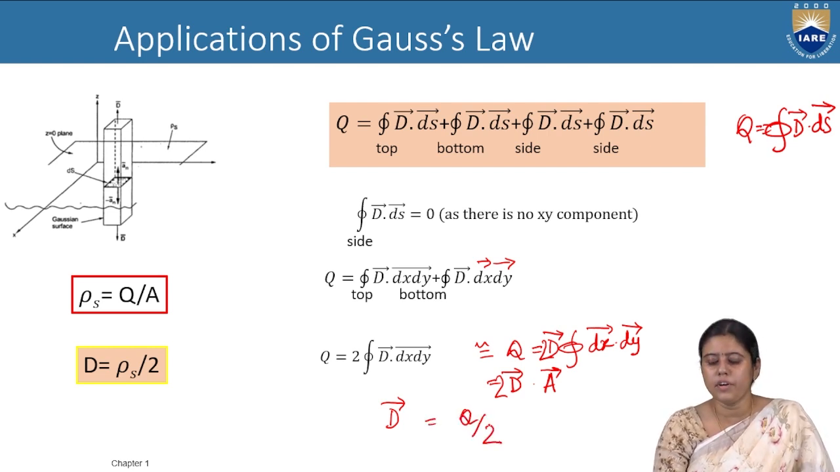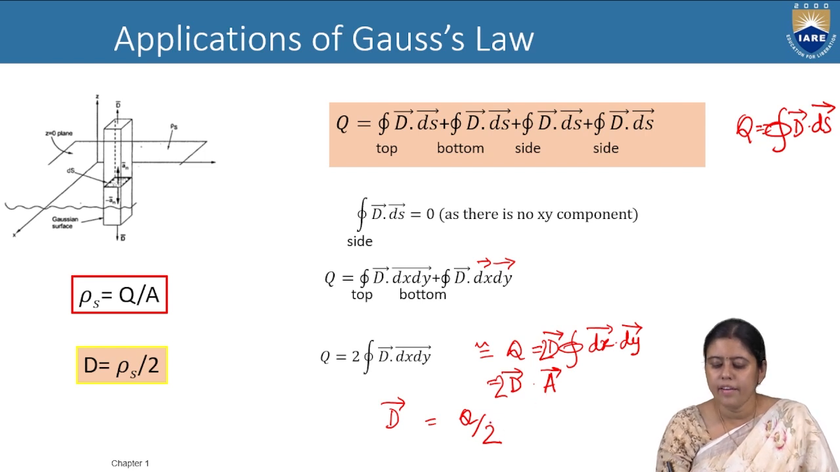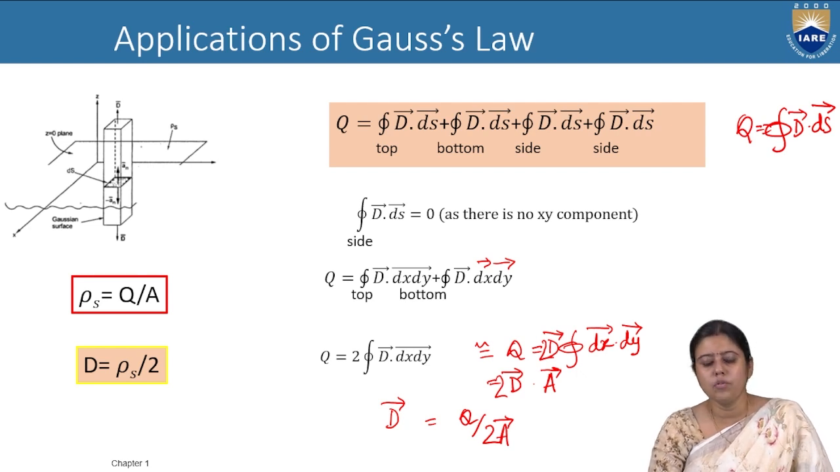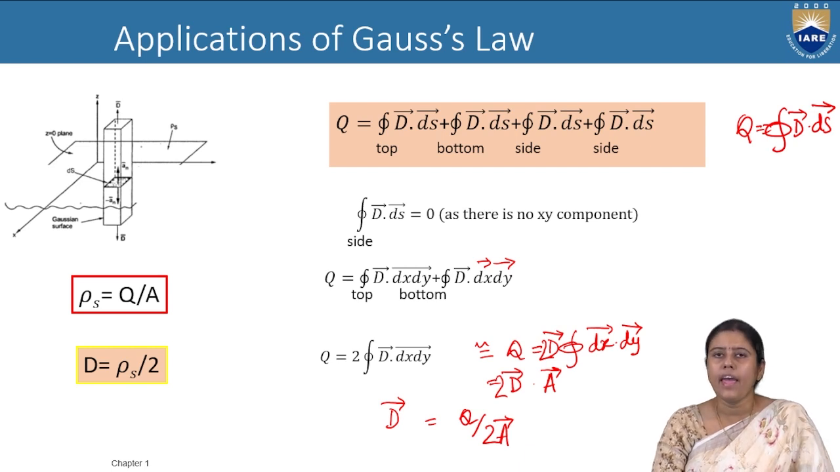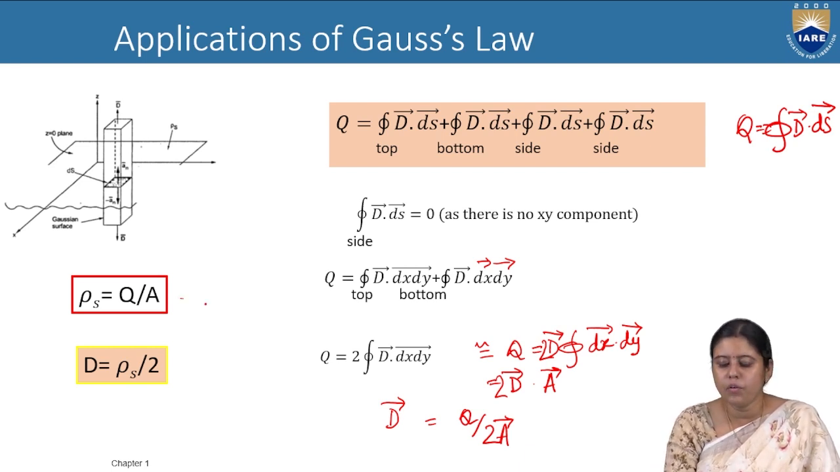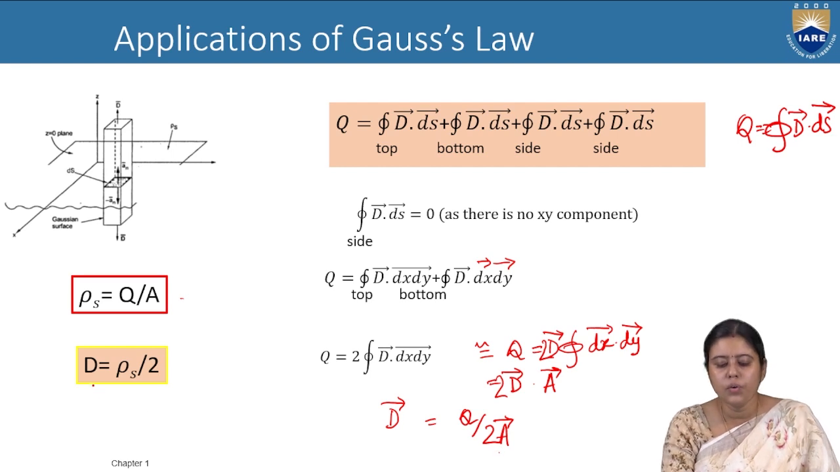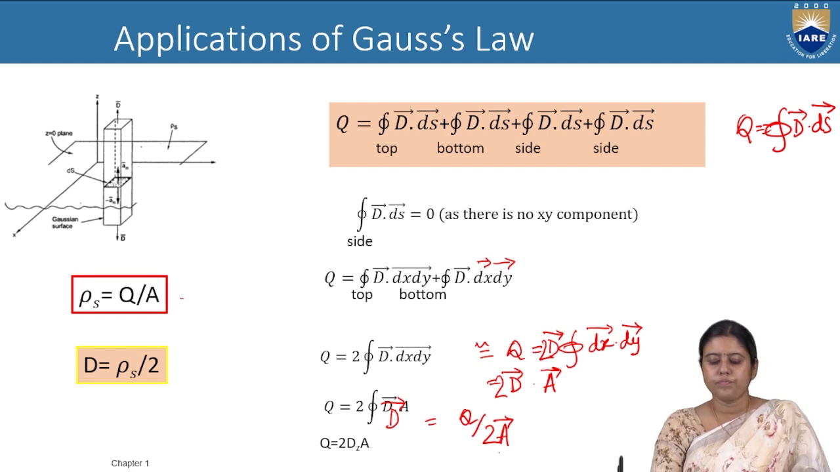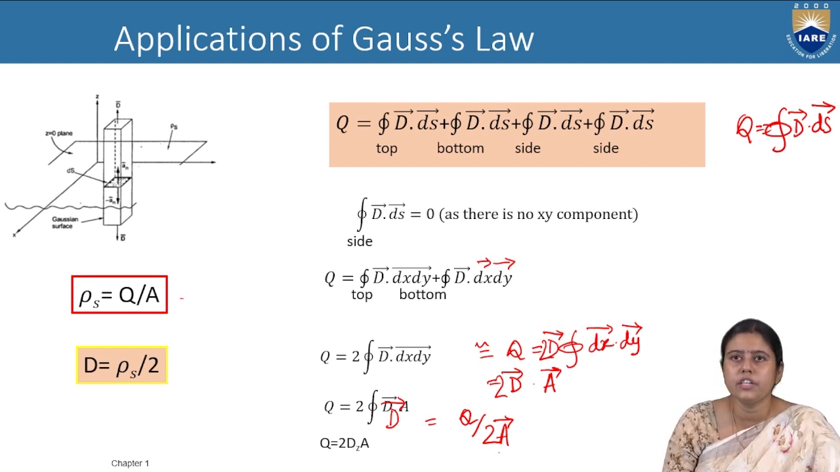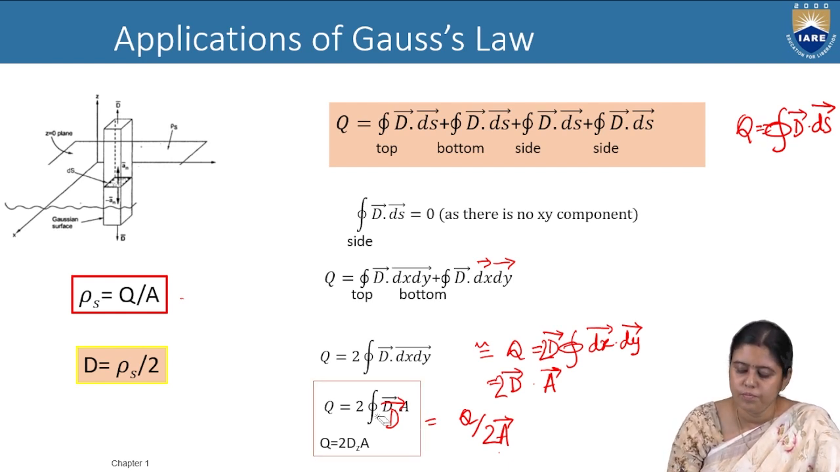What is D from this equation? Q by 2A. This is D. Now what is Q by A? Rho S. According to the definition, the surface charge density rho S equals Q by A. So if we compare this equation with this equation, we will get D is equal to rho S by 2. So this is the equation we got.